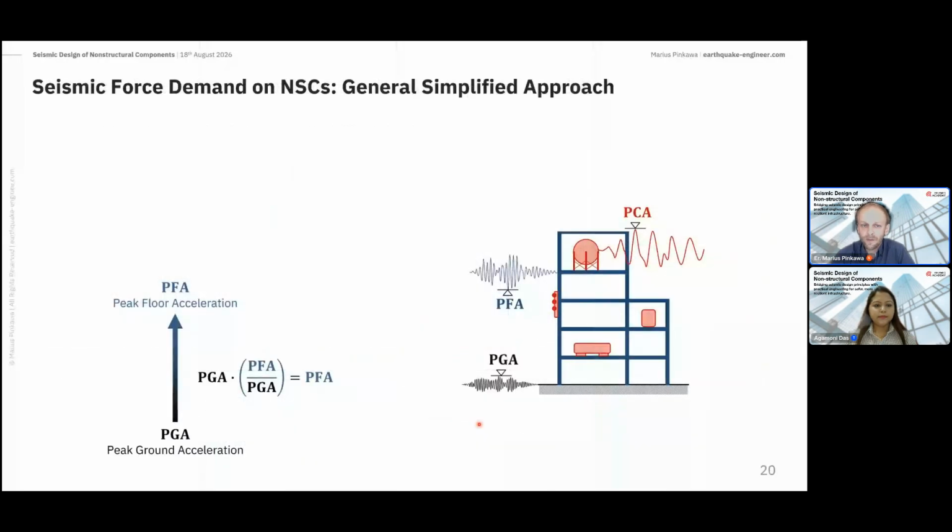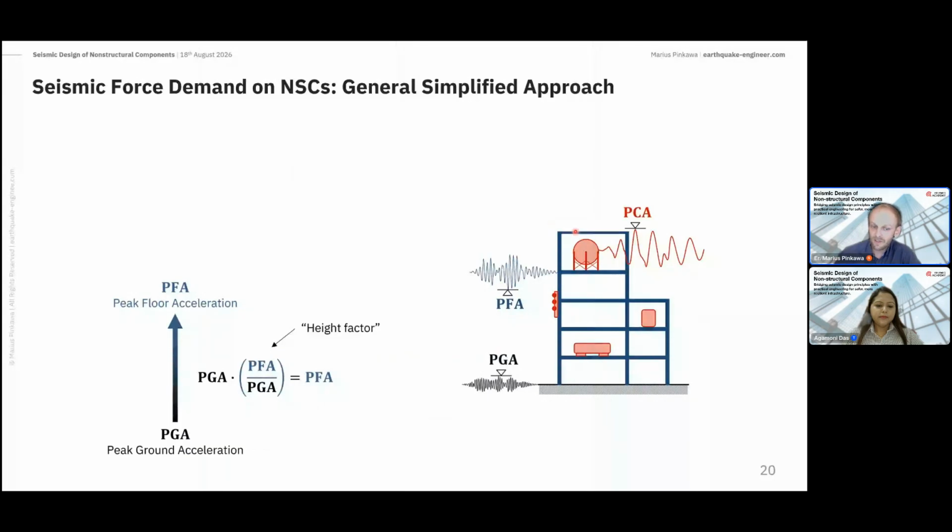So what is the simplified formula I have shown you at the beginning? What is the general concept? This is a general concept which is used throughout the world. You can find it everywhere. The first thing is we start with the PGA, the peak ground acceleration. Then we take a guess on the PFA, the peak floor acceleration, because this is the input to our component. We do this with an amplification factor. I like to call it the height factor, because if we are going higher in the structure, especially at the roof, the height factor will be the largest, and we have the largest peak floor acceleration.